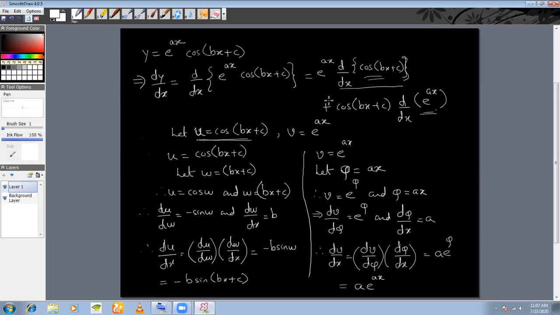So coming back to the differentiation that we were doing, e to the power of ax, cos bx, we had taken for cos bx plus c we had taken u. So this becomes du dx plus cos bx plus c, and e to the power of ax we had taken v. This becomes dv dx. Now put the values here. You know du dx? You know dv dx? Put back the value, you'll get it.